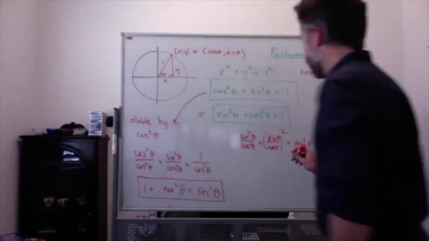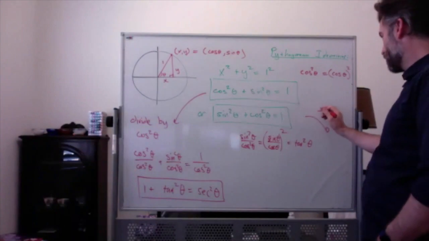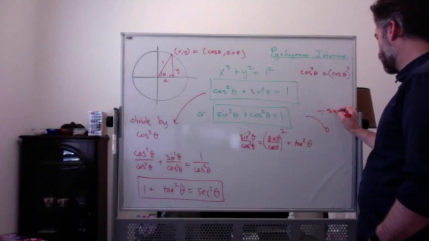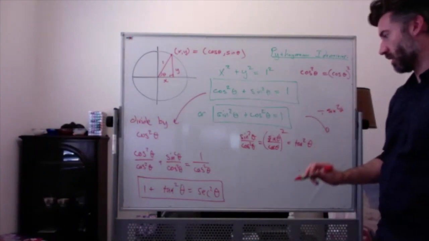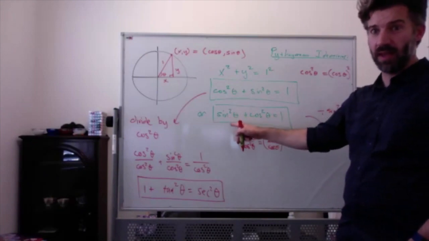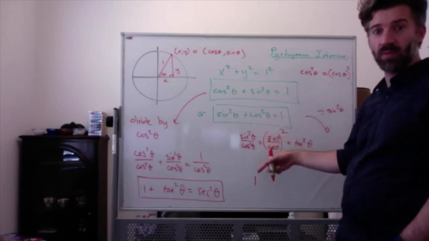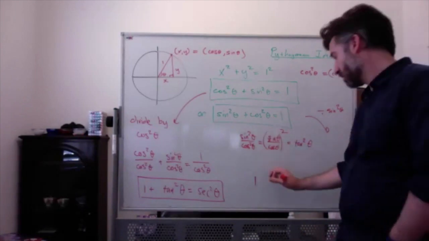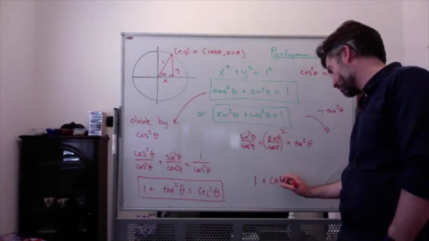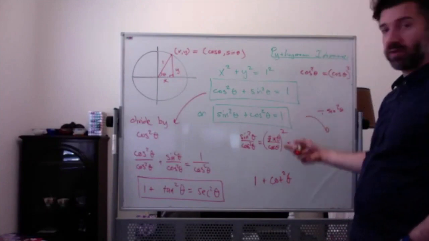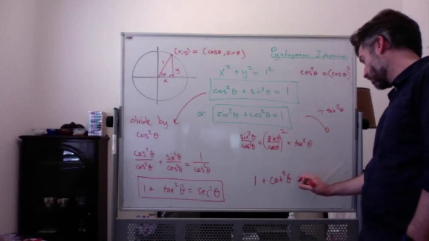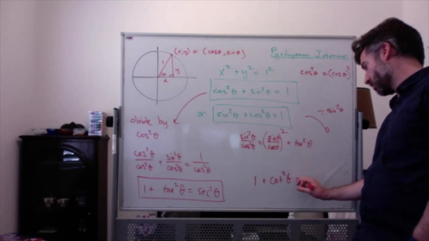The other one we get by dividing by sine squared. If I divide by sine squared theta, I'm just going to do it because we're almost out of time. Sine squared over sine squared is 1. Cosine squared over sine squared, well, cosine over sine is cotangent, so I get cotangent squared theta. And then 1 over sine is cosecant, so 1 over sine squared is cosecant squared.